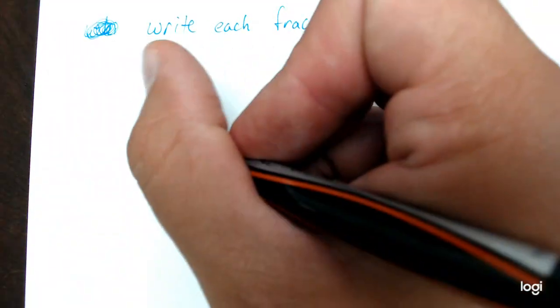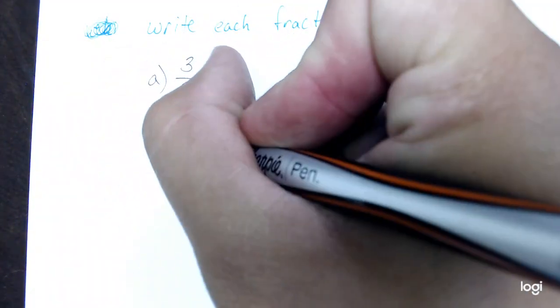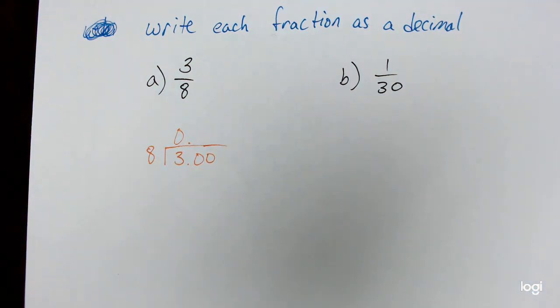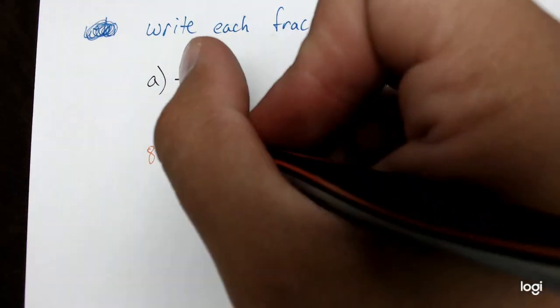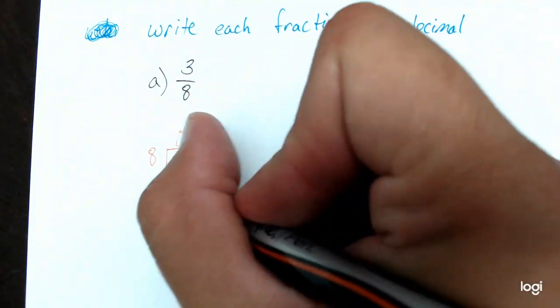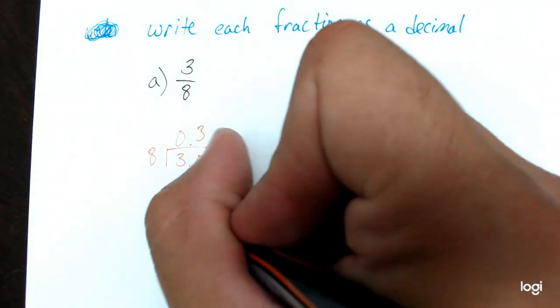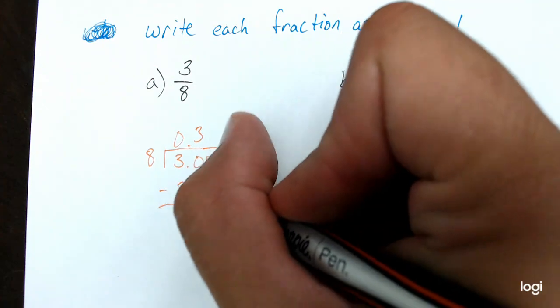Okay? So 8 will not go into 3, we know, so we put 0. We bring our decimal point up to the top. Can 8 go into 30? Yes, it can. It will go in 3 times, in fact. 3 times 8 would give me 24. Subtract, and I have 6. I bring down the 0.